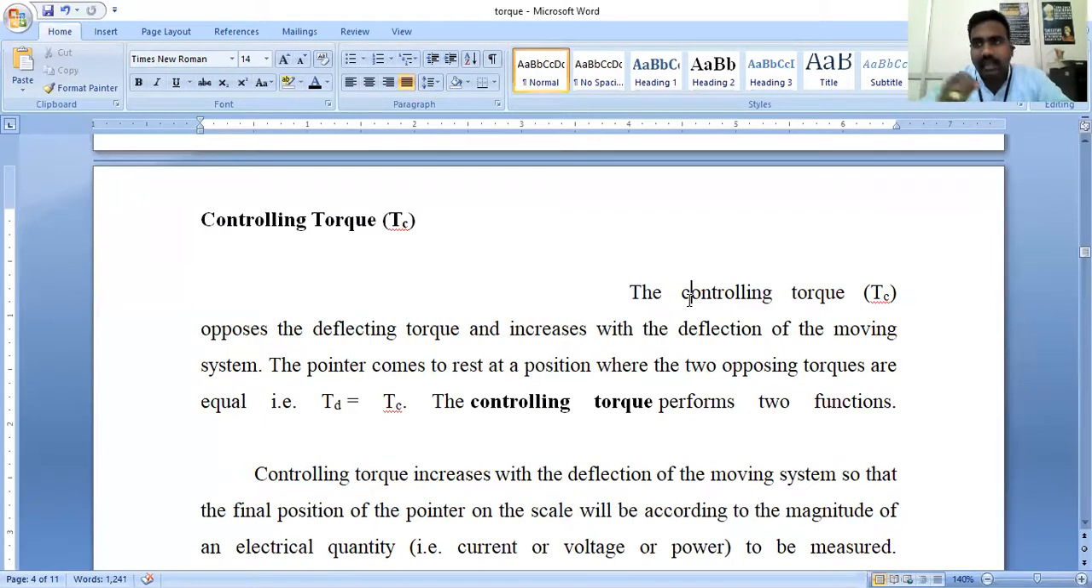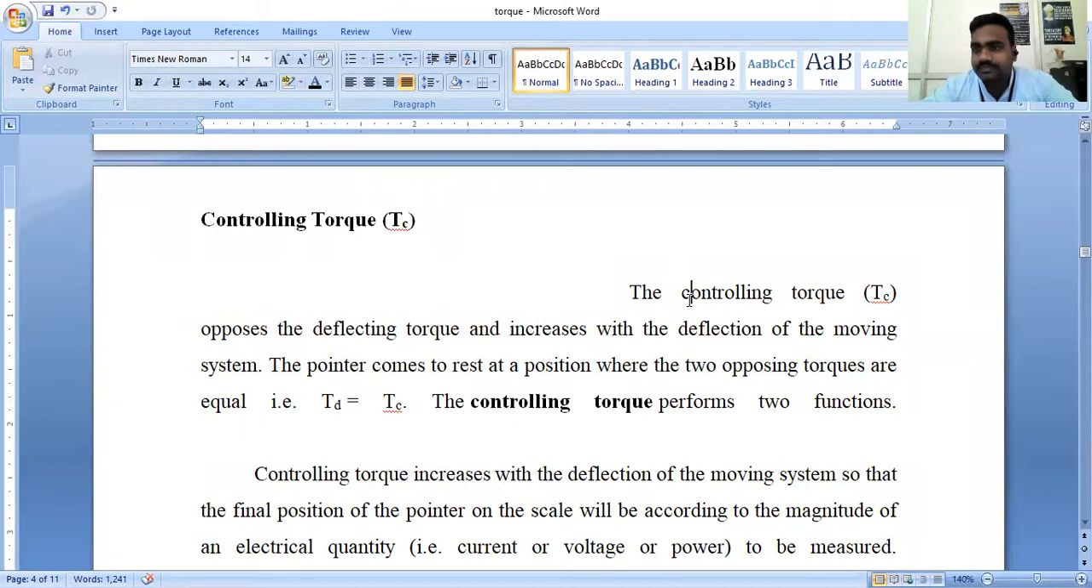How does this happen? We are experiencing a controlling torque. So what is meant by controlling torque? How is this controlling torque produced, and what is the instrumentation involved in this controlling torque? That's what we are going to discuss here.